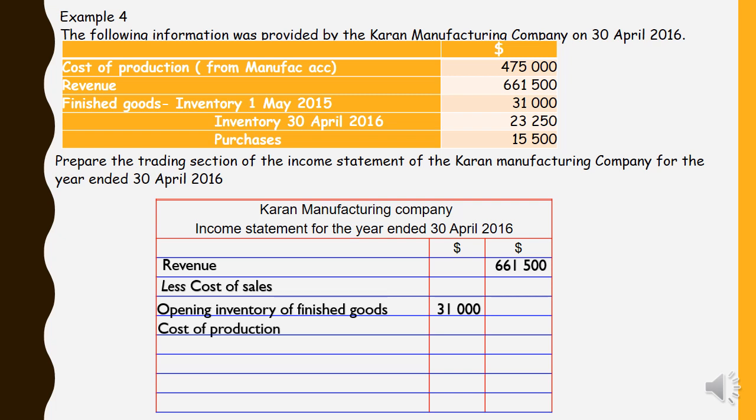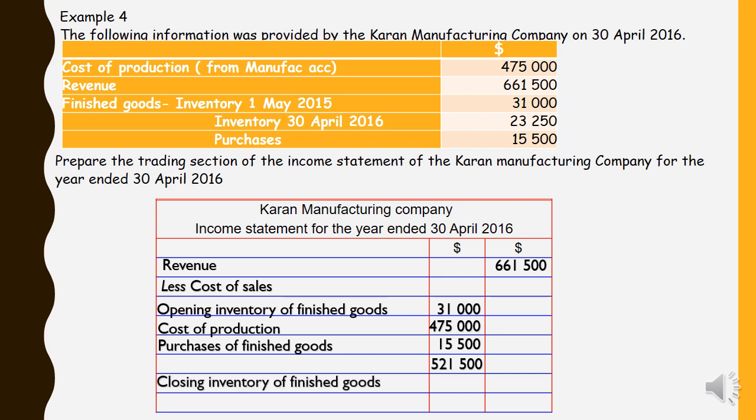After that, we have cost of production. How much is the cost of production? Normally we get this from the manufacturing account, but for this one they already give it to you: 475,000. This cost of production needs to be added with the purchases of finished goods. You can just add these three together, or you can create another line, write the cost of production and purchases of finished goods, add them together and then add the opening inventory. Both formats are acceptable in IGCSE.